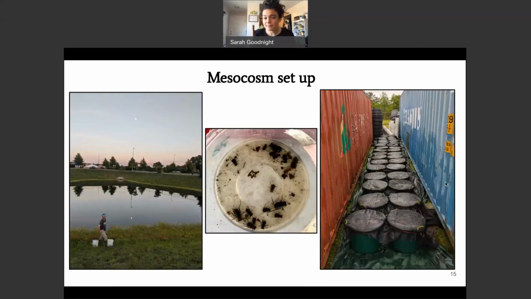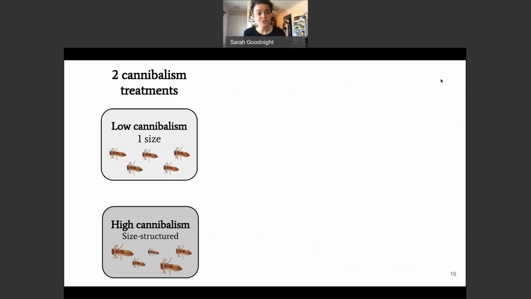So for my study, I set up mesocosms with these dragonfly nymphs. Dragonflies were collected from local ponds, placed in cups. 30 individual nymphs were counted out, and 30 nymphs each were placed into my green mesocosms pictured here. So I had 2 cannibalism treatments, 2 levels of cannibalism, low and high, which were accomplished by manipulating the size structure of those dragonfly nymphs that I put into the tanks. Low cannibalism tanks received dragonflies of all the same size to reduce predation, and high cannibalism treatments received size structured, so a mixture of small, medium, and large dragonflies.